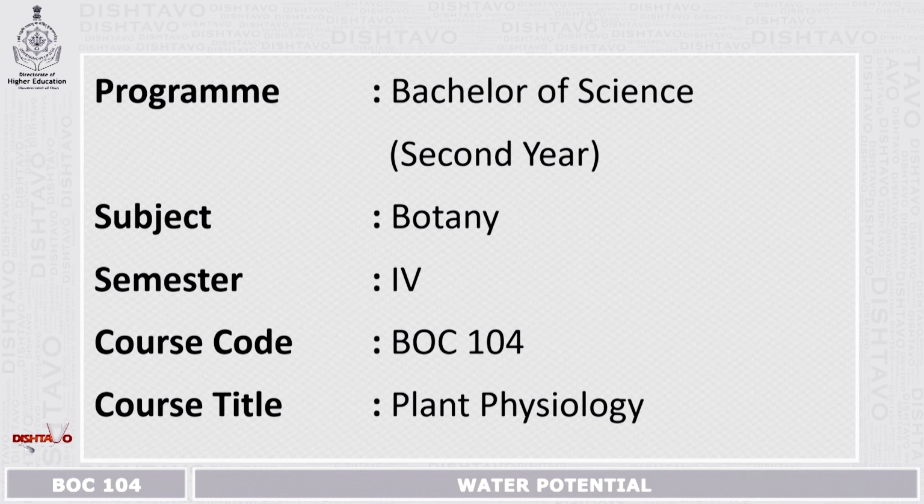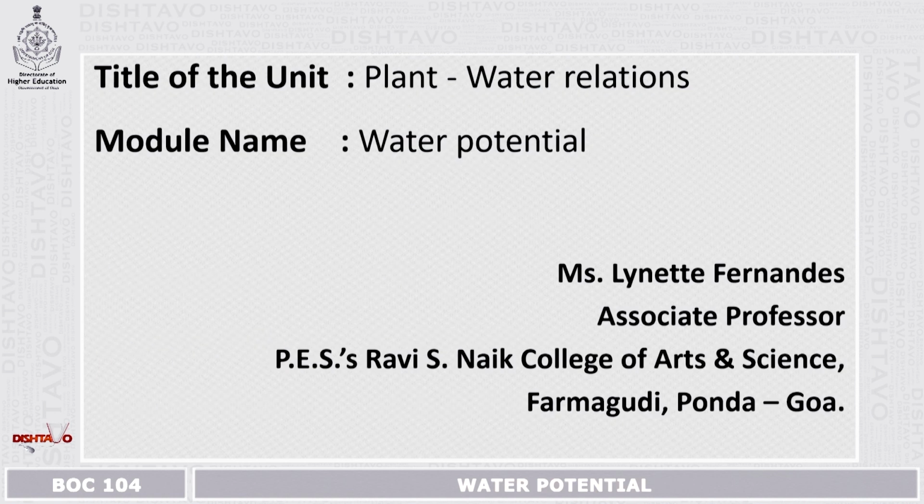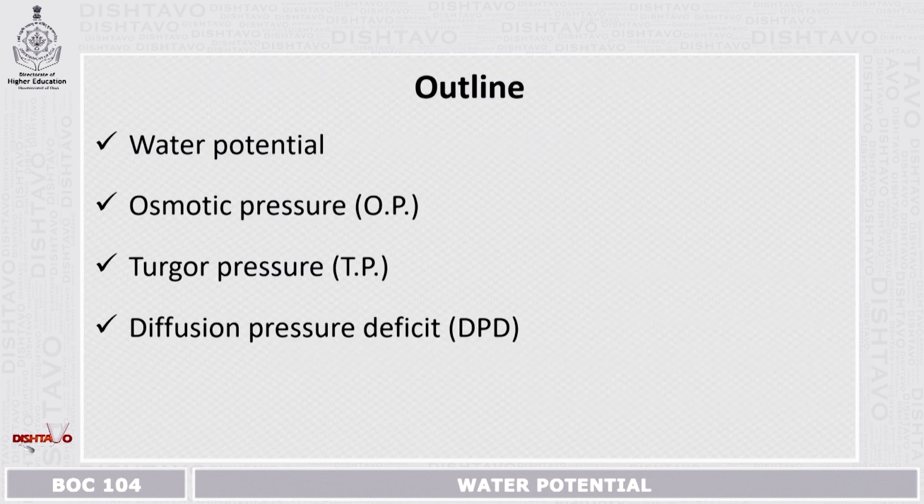Today, we will be dealing with a program for SYBSc students. The subject is Botany, Semester 4, course code BOC 104, Plant Physiology. Title of the unit: Plant-Water Relations. Module name: Water Potential. Outline: water potential, osmotic pressure, turgor pressure, diffusion pressure deficit.